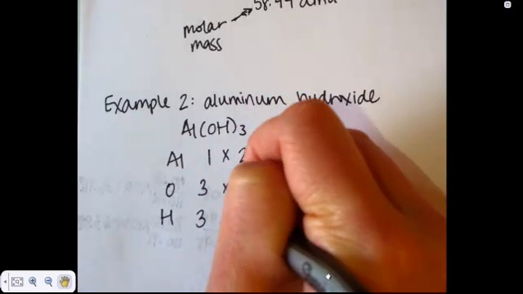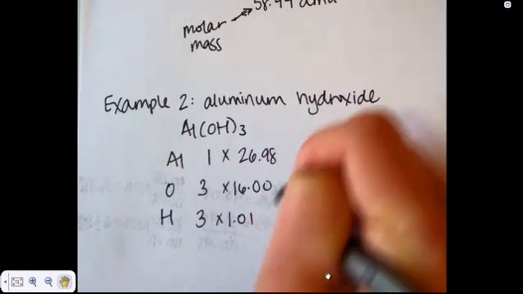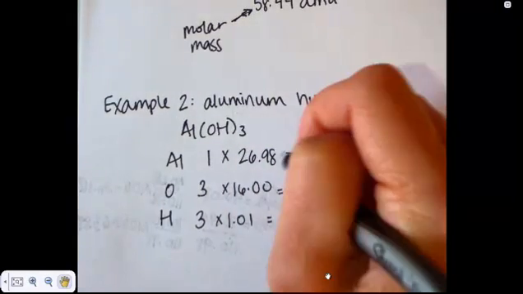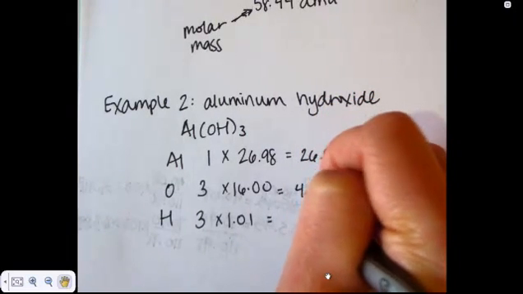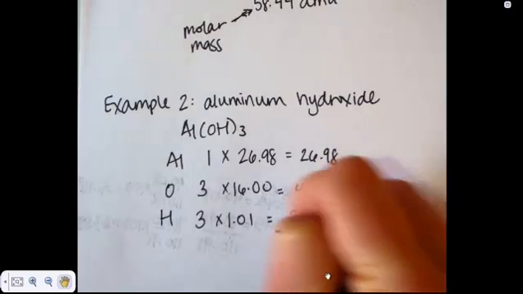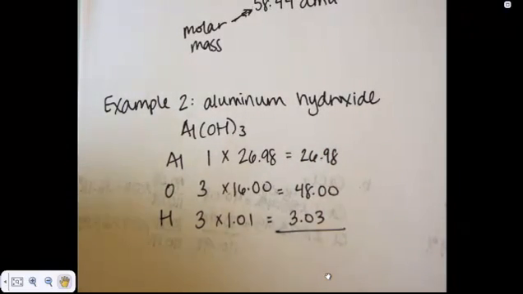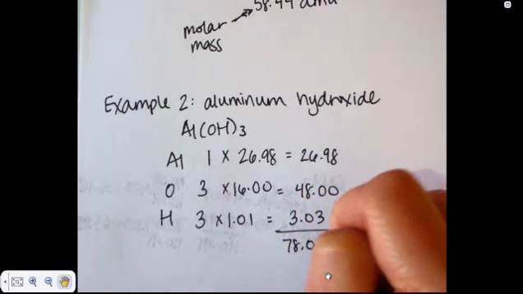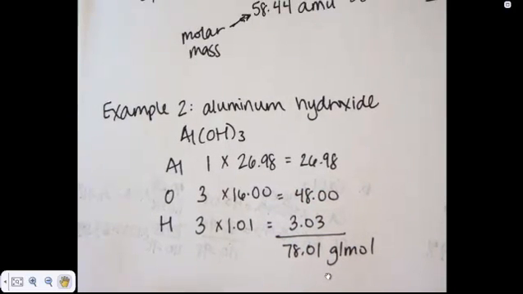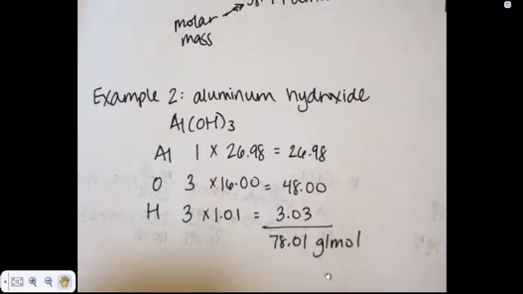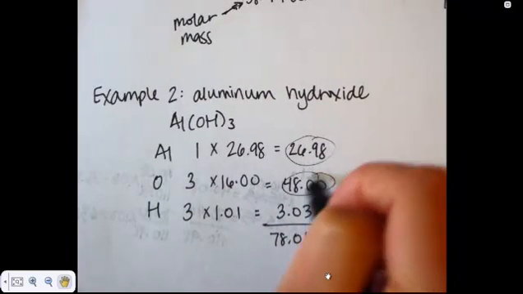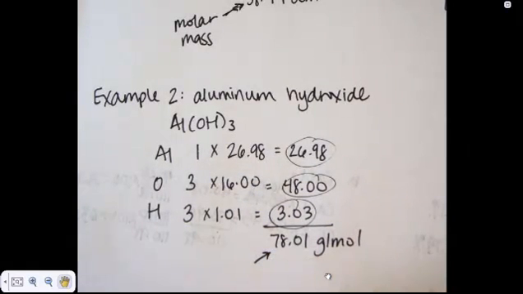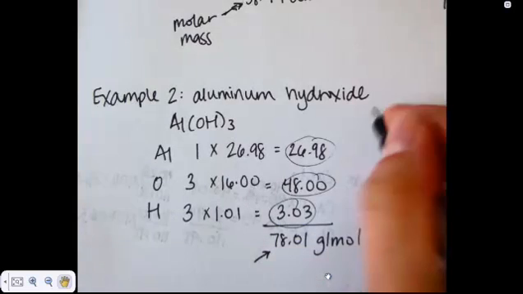Multiply by the molar mass. Multiply across. And add down. I got 78.01. The next step, which is the new step that we're just learning right now, is to take each of these numbers, which is the total mass of just that element, and divide it by our total molar mass down here to get the percent composition by mass for each element.